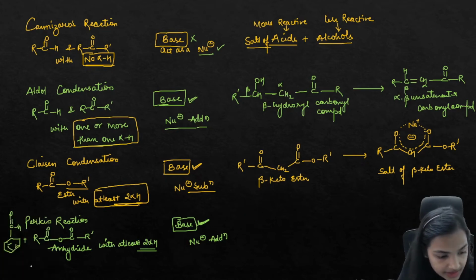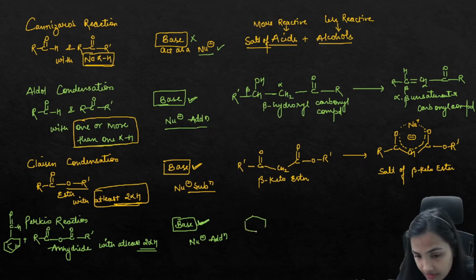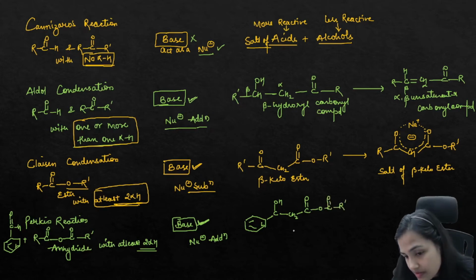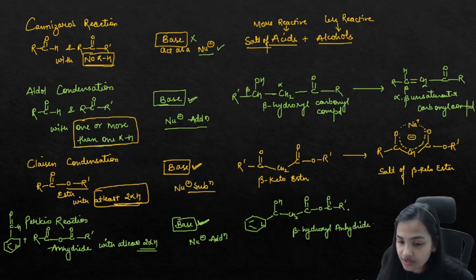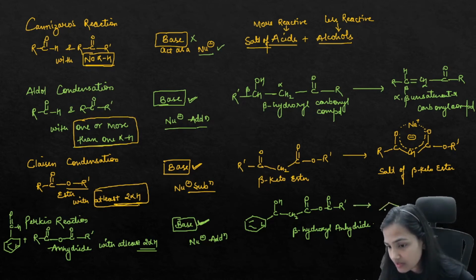We have a benzene, yes. Here we take the benzaldehyde only. So ultimately we will be getting the beta hydroxyl. Okay, that is beta hydroxyl anhydride. And when we get this, then we can do the elimination of water. If we have one more acidic hydrogen, we can do the elimination of water. And then we do the hydrolysis. Ultimately, if we have one more alpha hydrogen, there will be the elimination of this.